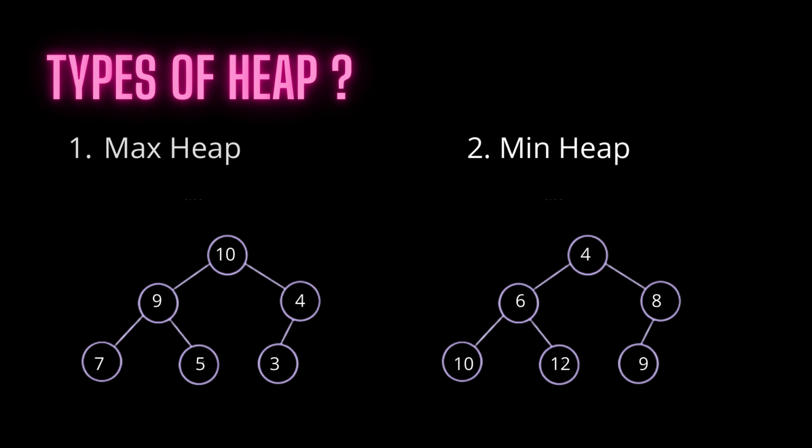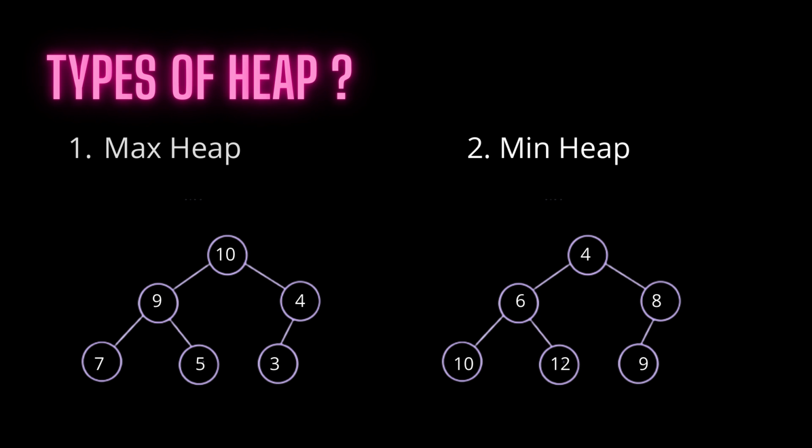Now let's start with types of heap. There are two types of heap, max heap and min heap. The first image is a picture of a max heap. Now we can see all the parent nodes are greater than the child nodes in the max heap. That is, the first node value is 10. The second and third nodes have the values 9 and 4. So the root node is greater than the child nodes.